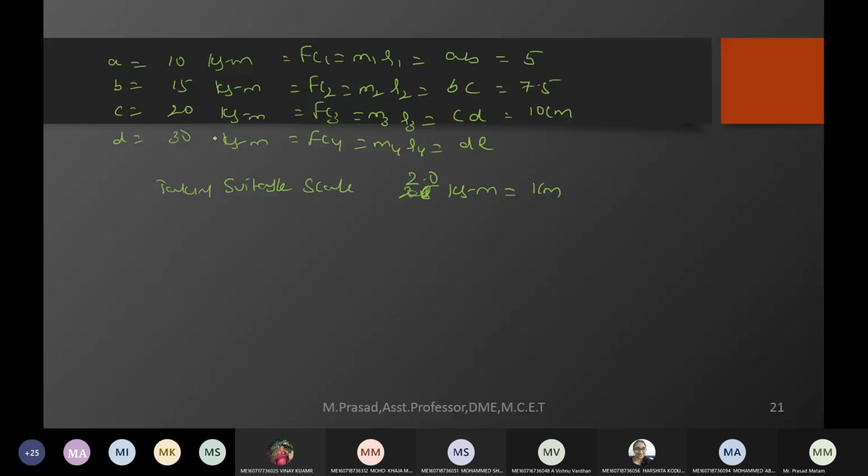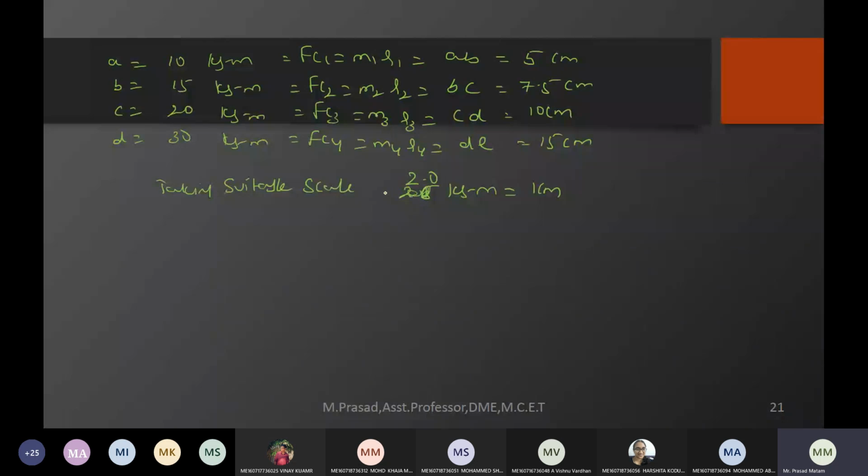And the last one is D, 30 kg meter. 2 kg meter is 1 centimeter, so 30 kg meter is 30 by 2, which comes as 15 centimeter. Now what have I done? I have converted the centrifugal force Fc1 into the vector AB, whose length is 5 centimeter. This force is 10 kg meter, but in terms of length it is 5 centimeters. I got this with the help of the suitable scale.